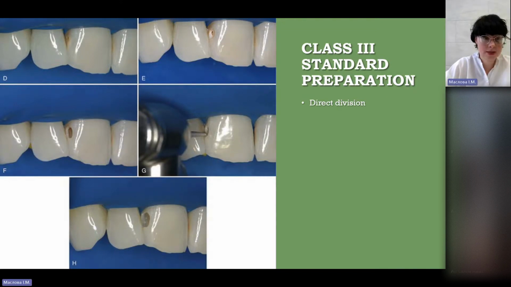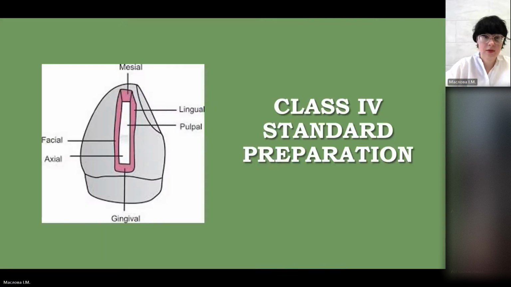It's an incisor wall parallel to the incisal margin, and the palatal wall, because this is an upper first incisor. The next one is a class 4 standard preparation.